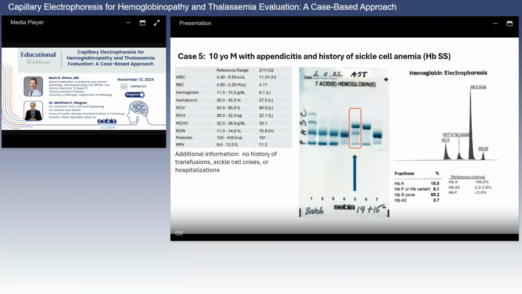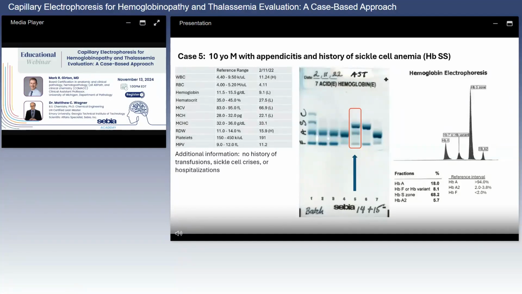Case 5. It's a 10-year-old male with appendicitis and a reported history of sickle cell anemia, or hemoglobin SS. The electrophoregram on the right, we see 4 peaks. We see a small amount of hemoglobin A, 18%, hemoglobin F at 8.1%, hemoglobin S, 68.2%, and hemoglobin A2, 5.7%.